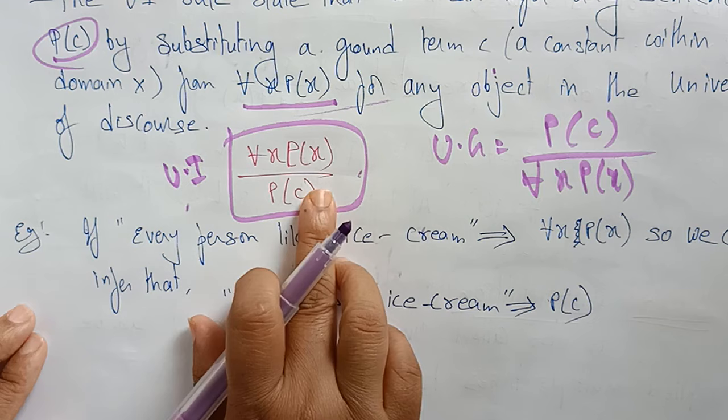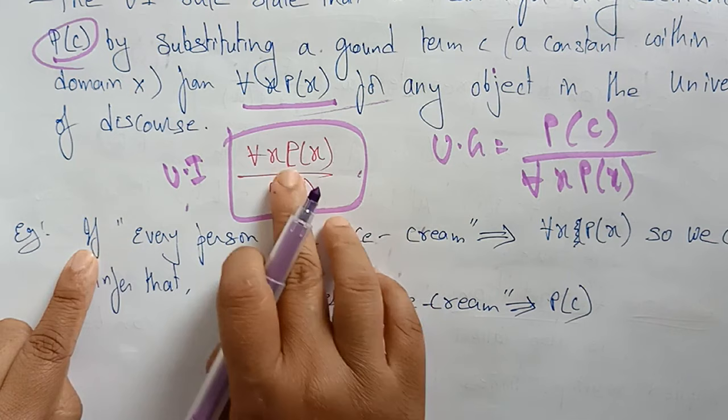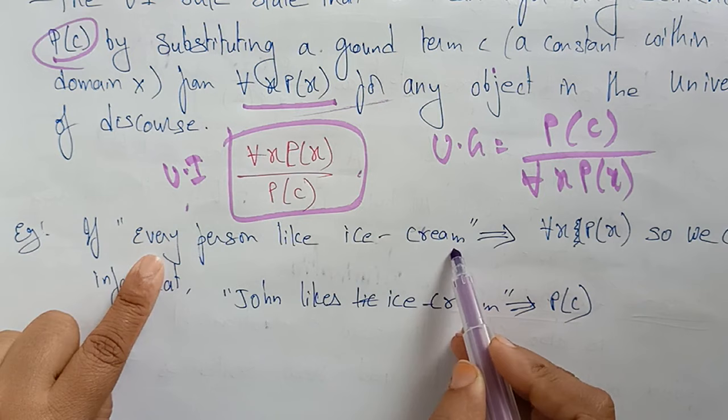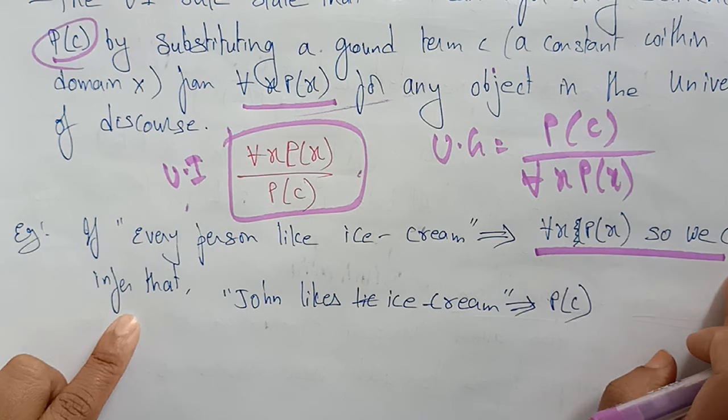So, see here in this example. Every person likes ice cream. Actually, this symbol is for all, every and everything, right? So here, every person likes ice cream is a representation of for all X P of X. So we can infer that John likes ice cream, which means a particular person.